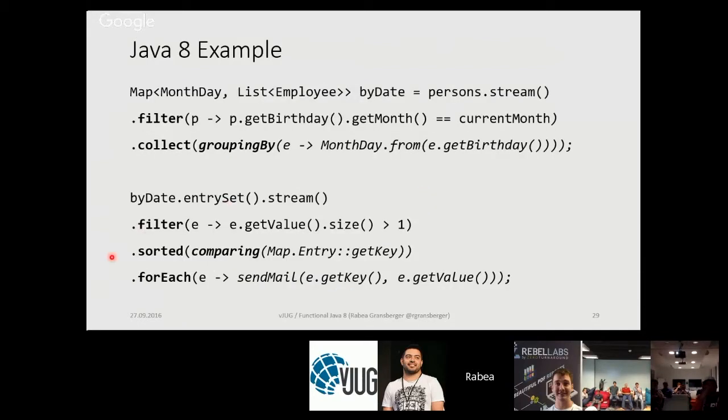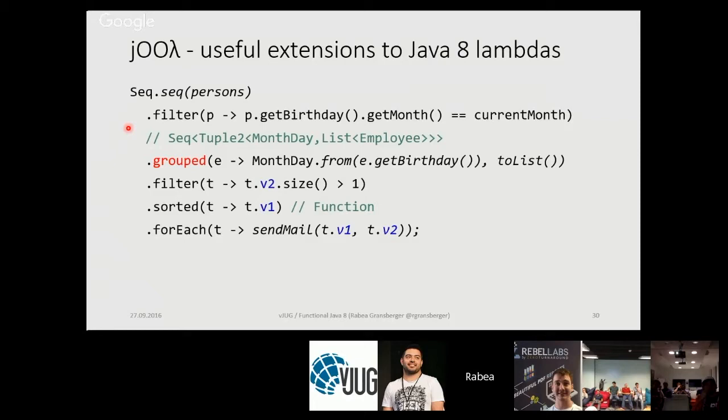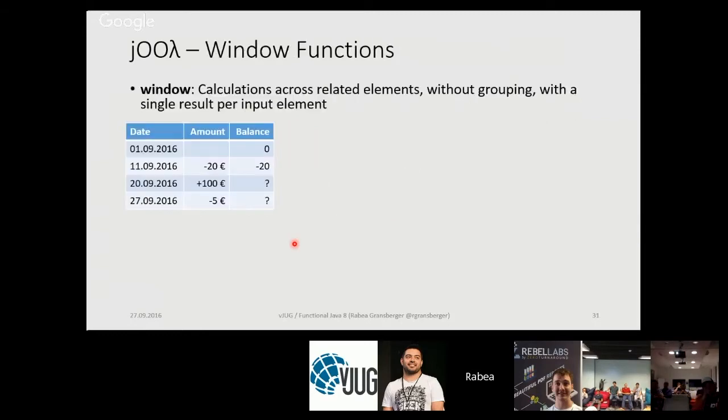So if you go back to our Java 8 example and see what we had here, and let's see how we can actually solve it with jOOL. And we see that we have the Seq class here. The filter method is all the same. And then we have the grouped method, which actually does the same like the grouping method before, but it returns a tuple. Then we can directly call the filter method here, and we can sort it. And then we have the forEach method, which actually sends out an email. So it's much more fluent style when we see it with the streams.